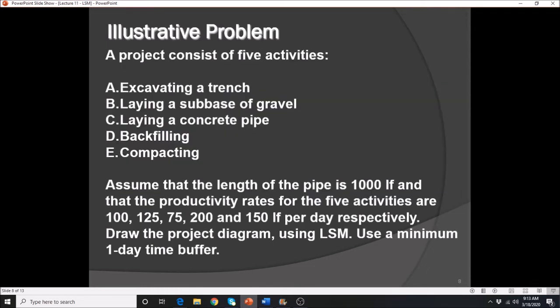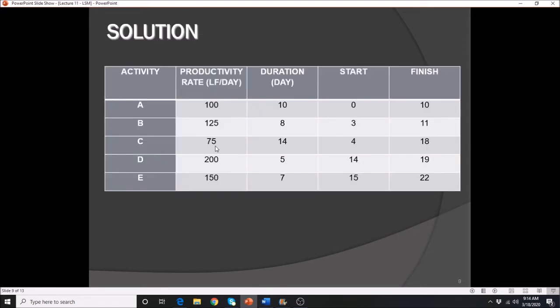So do we know the quantity? Yes, it is given, and that is 1,000 linear feet. So that's your Q divided by PR. PR are given here. So again, 1,000 divided by 100 gives you 10 days. 1,000 divided by 125 gives you 8 days. 1,000 divided by 75 gives you 14 days. 1,000 divided by 200 gives you 5 days. 1,000 divided by 150 gives you approximately 7 days.